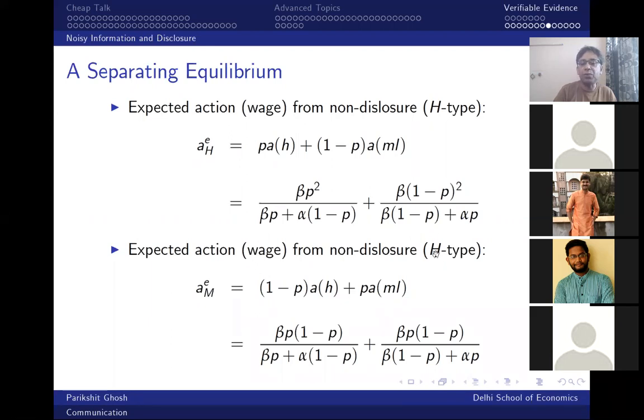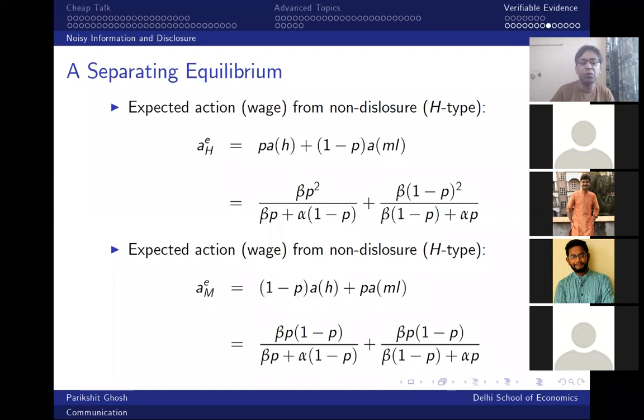Now, this is a typo here. This should have been M type. Okay. So what if the M type, in equilibrium, the M type is supposed to brag and not be modest. But modesty is also an option for the M type. The M type could also keep the piece of paper in his pocket and not show it to anybody. So what if he did that? What would be his expected payoff? Well, it would be a weighted average of the same two contingent wages that we calculated, but the probabilities will be flipped, right?